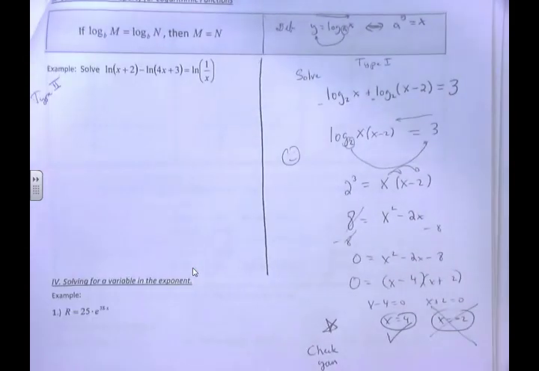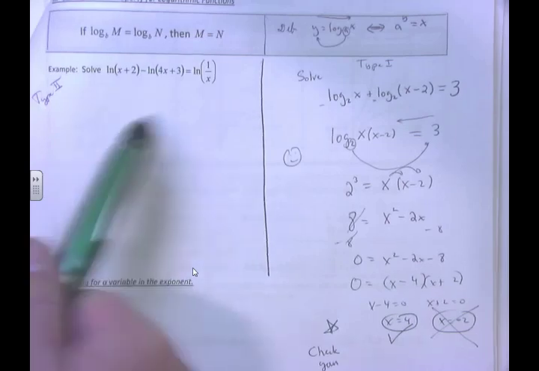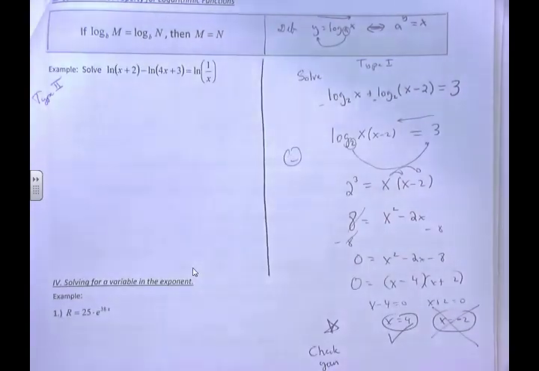What about this guy? The natural log of x plus 2 minus the natural log of 4x plus 3 equals the natural log of 1 over x. You want steps? I give you steps. Step 1, regardless of the type of log equation that you have, the first thing you should always do is combine logs. You don't like manipulating multiple logs when you're solving. So you want to work backwards to combine logs.